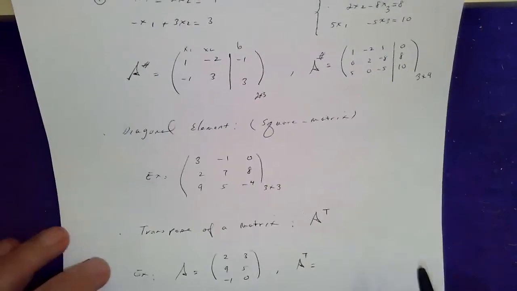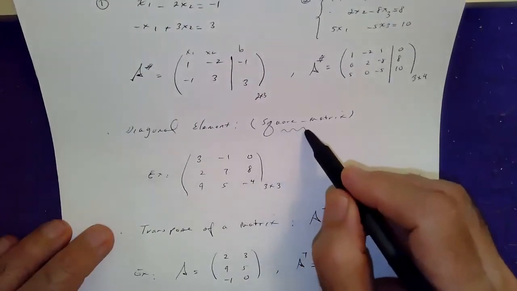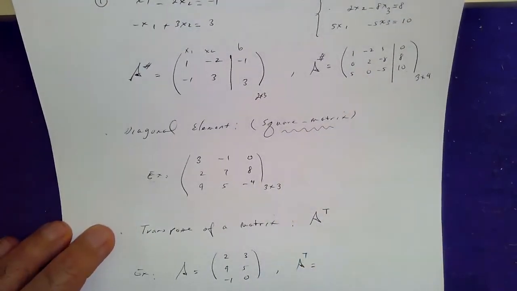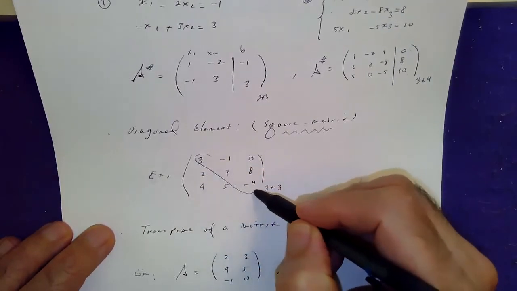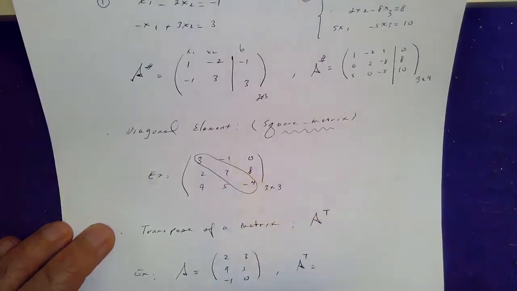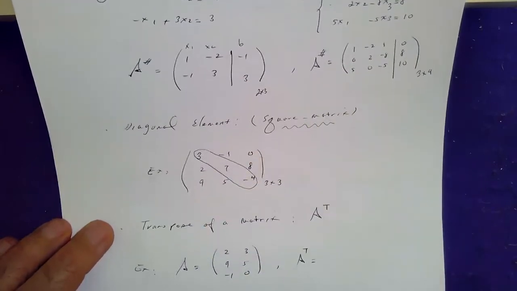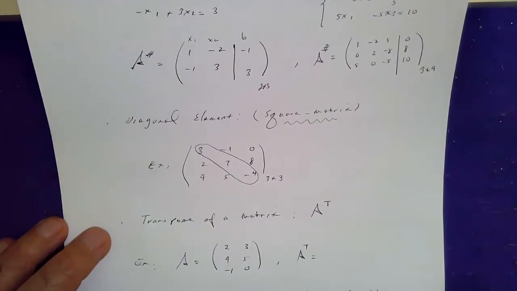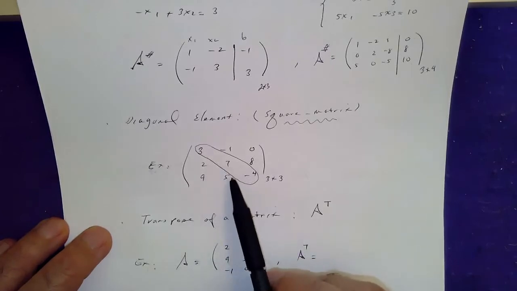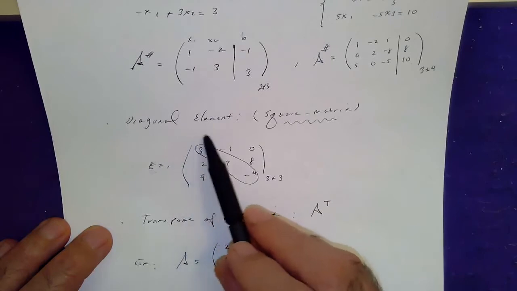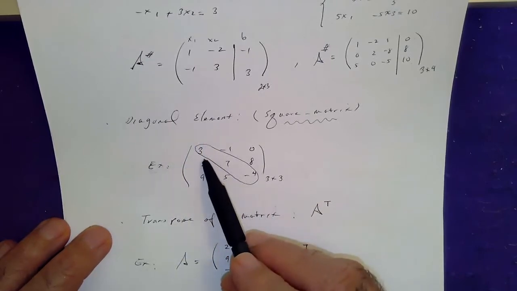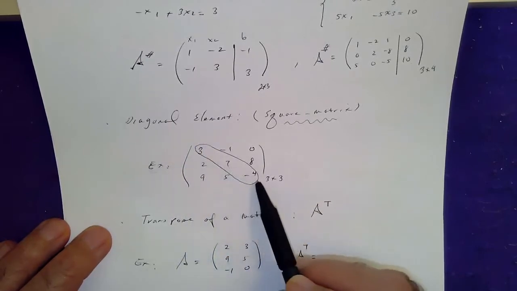Diagonal elements are only relevant when you're talking about square matrices. Diagonal elements happen to be these. These are called diagonal elements. Anything else is called off-diagonal elements. This is a square matrix. Notice you have to have a square matrix to find the diagonal elements, which in this case are 3, 7, and -4.